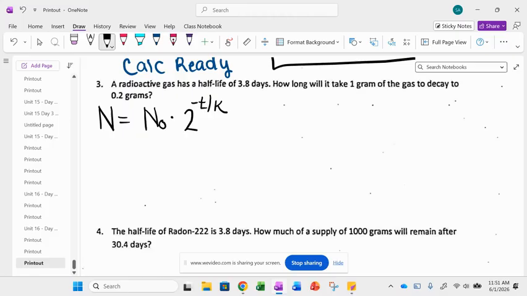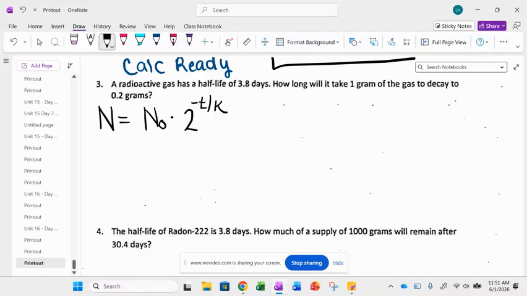Okay, now let's go over what these variables represent. N sub 0, what is that? Your initial amount. N is your amount at the end of whatever the decay life is. And then T is our time. T is always time, right? And K is our half-life factor.